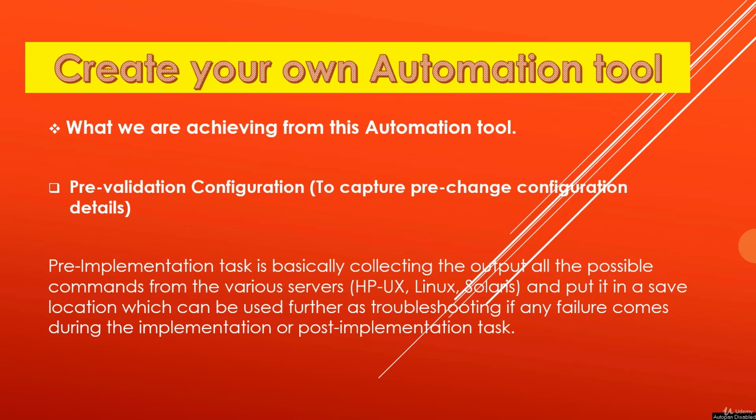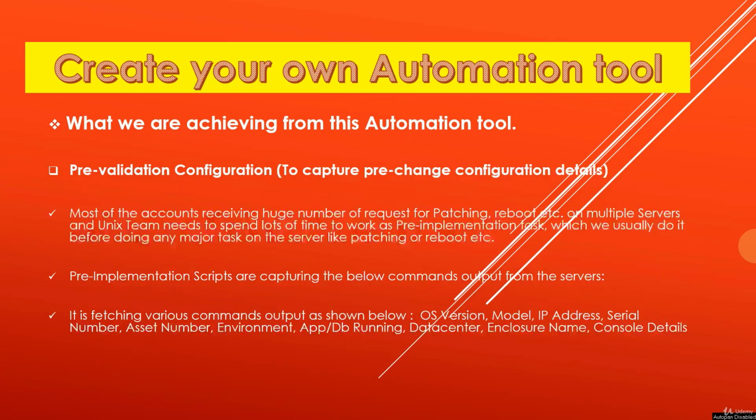That's all. The automation script will reach the servers one by one and will run the commands, and whatever the output is coming, it will put it in a safe location. It could be anything. It could be a jump server. So this is what we achieve from this option.